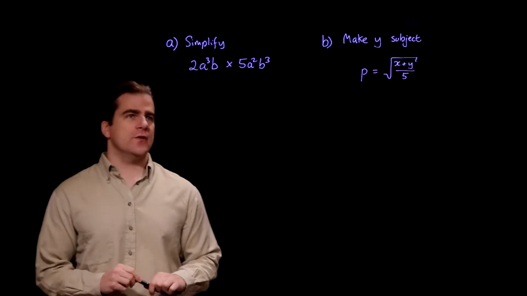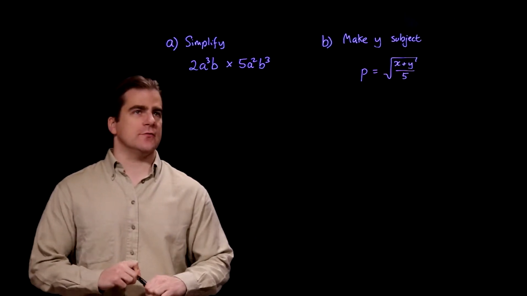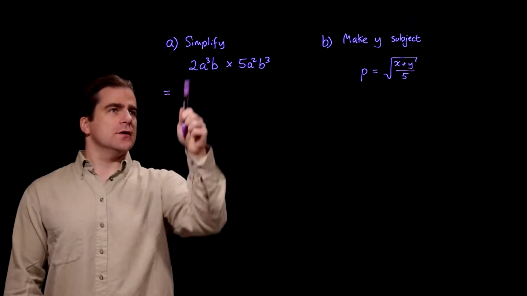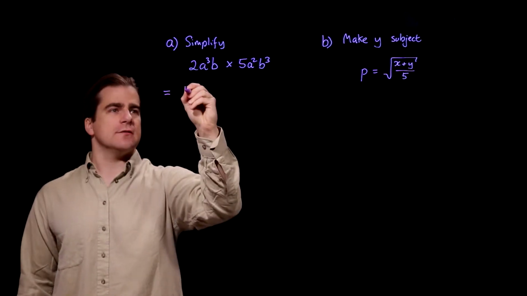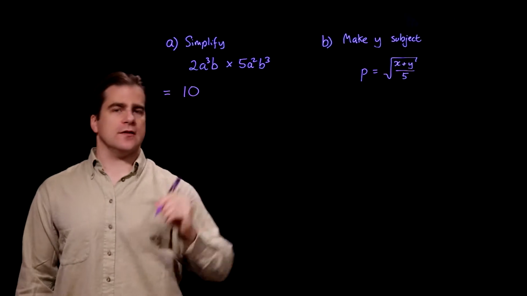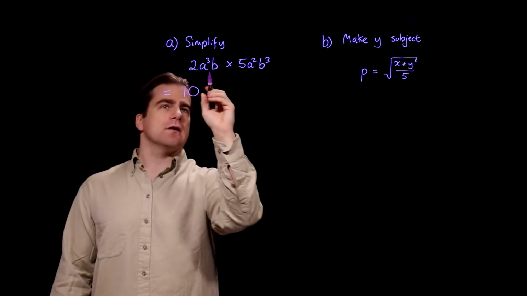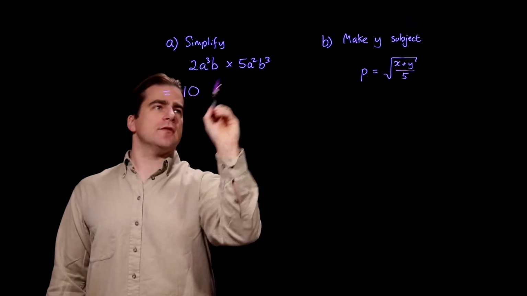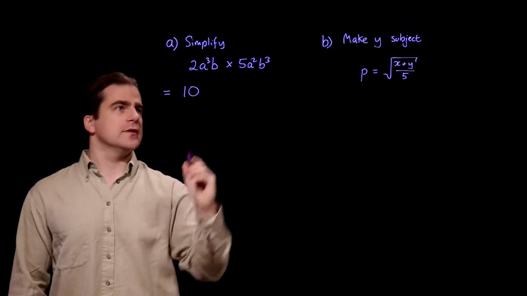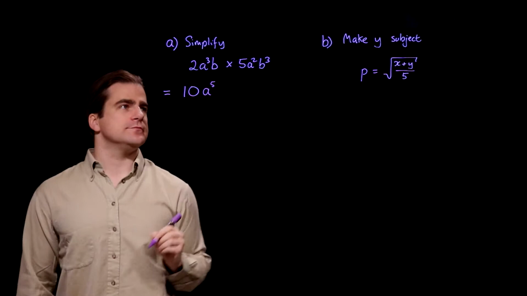Okay, simplify 2a cubed b times 5a squared b cubed. No problem. 2 times 5 is 10. a cubed times a squared is a to the power of 3 plus 2, which is a to the power of 5.